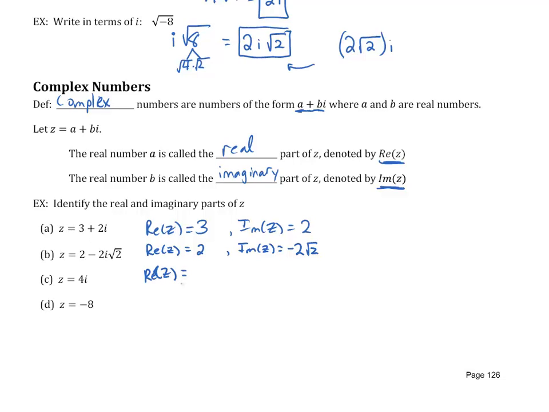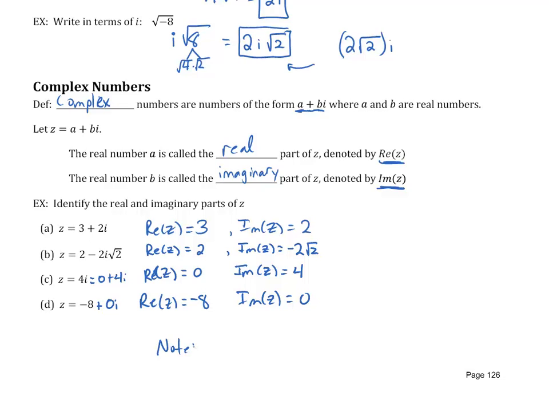The real part on example C is in fact 0, because there is no number explicitly written, but we can think of this as 0 plus 4i, since that's the same thing as just 4i. Therefore, the real part, the part without an i in it, is 0, and the imaginary part would be then 4. On the last one, thinking about it in almost the exact same way, this doesn't have any i's in it at all, this is in fact just a real number. This could be thought of as negative 8 plus 0i. So the real part is negative 8, and the imaginary part would be 0.